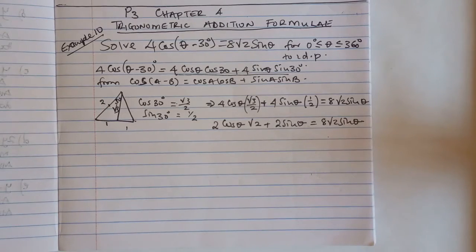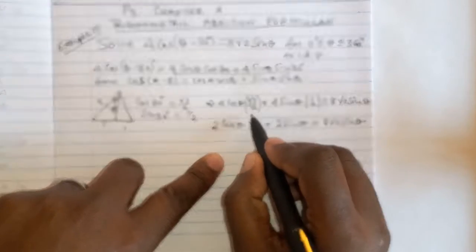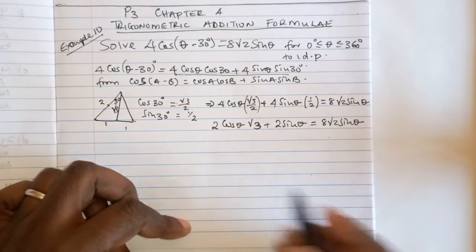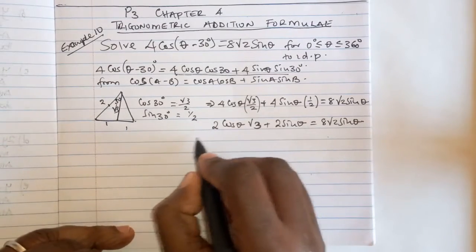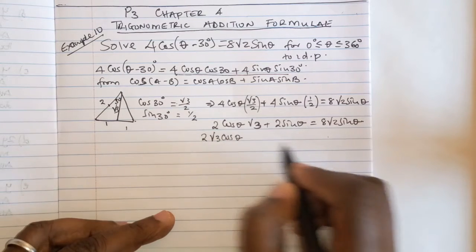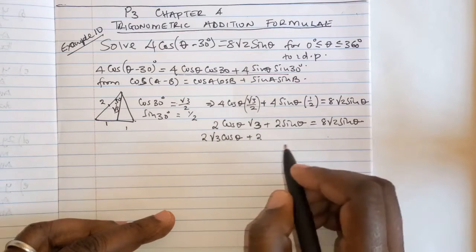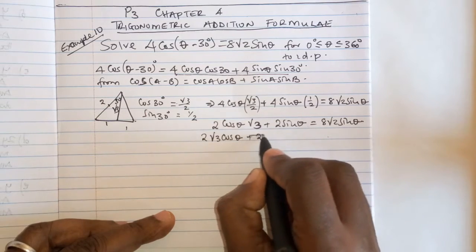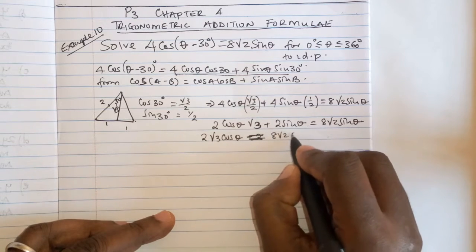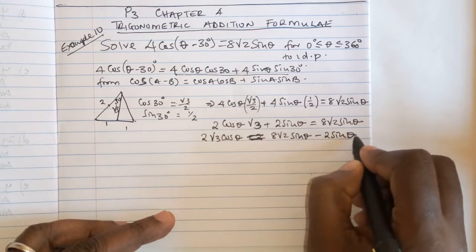Of course, this is root 3, not root 2. We must make that correction. So, in a nutshell, we're going to have 2 root 3 cosine theta, or rather we can directly say, equals 8 root 2 sine theta minus 2 sine theta.